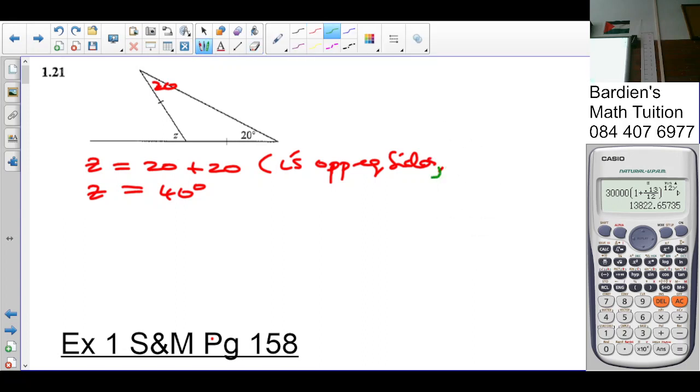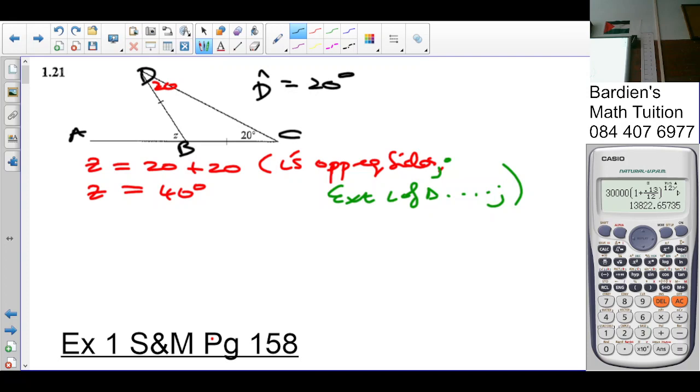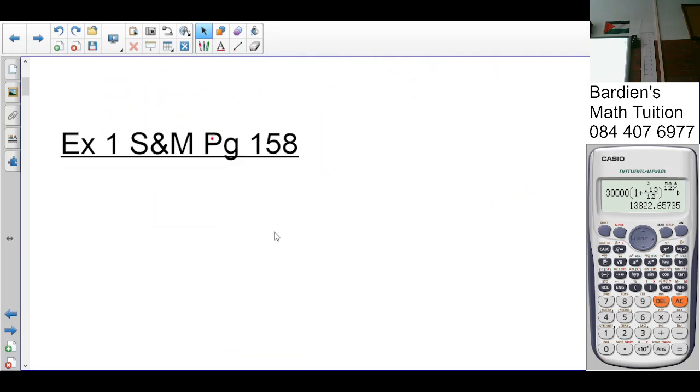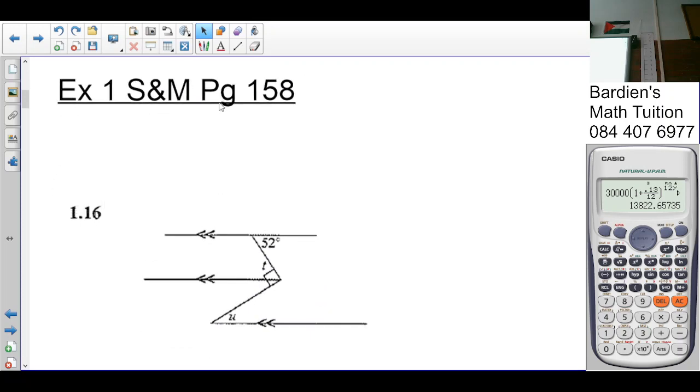I use two theorems here. Exterior angle of a triangle equals the sum of the two interior opposites. You see, normally the diagram is labeled with capital letters A, B, C for the vertices. So automatically we would first say that if this was, for argument's sake, A, B, C, D, we would first say that angle D is 20 degrees, angles opposite equal sides. Then we go into the next theorem. That's why you'll see me forgetting it now and then, but I shouldn't. Alright, the next one.